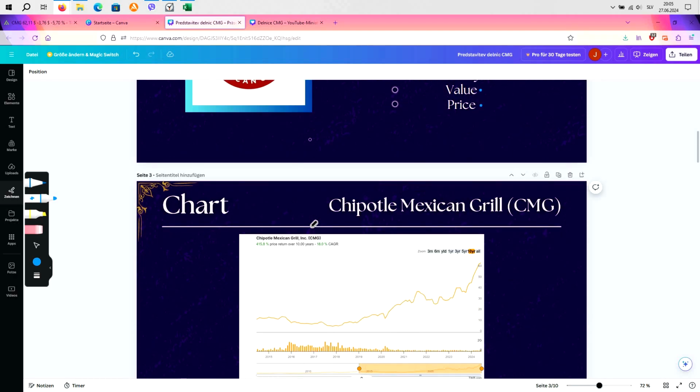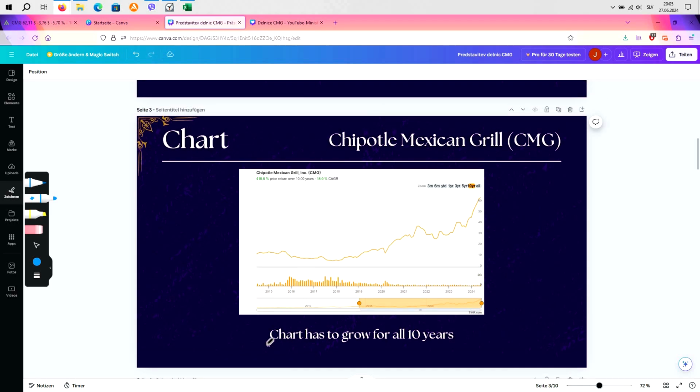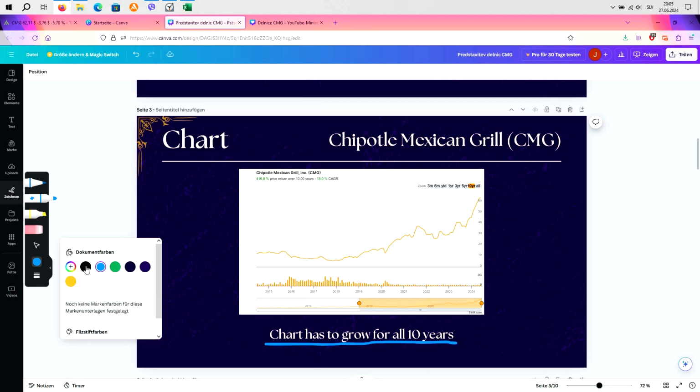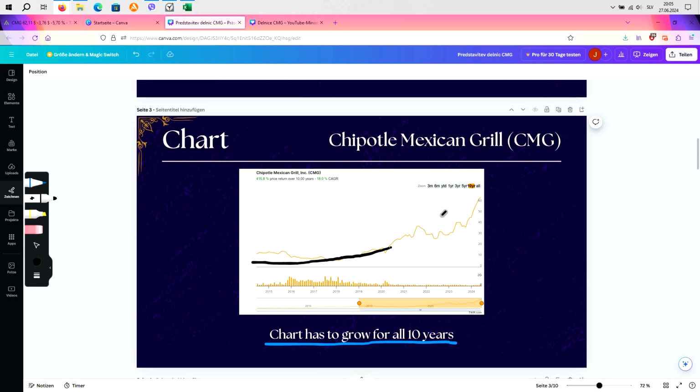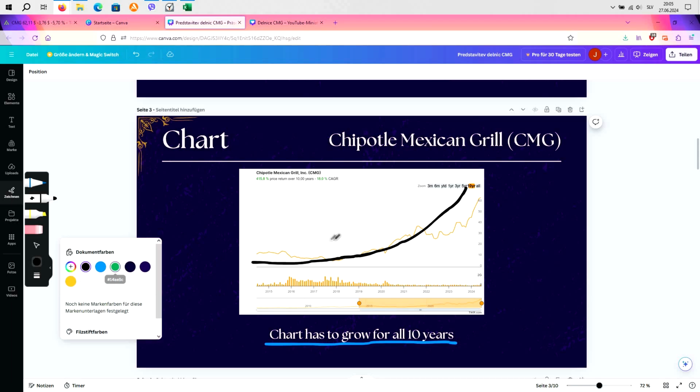Now let's begin with the chart. So for chart, we have here a little instruction that tells us the chart has to grow for all 10 years. Now, what exactly does that mean? That means that I will here draw a little exponential line, kinda like this, and then we will compare the actual stock chart, so this orange one, with the black one, so with that exponential growth, okay? Because we want to see that the chart grows exponentially, because that means that the stock is very healthy, that it's growing through the years. So this is what we want to see, okay?